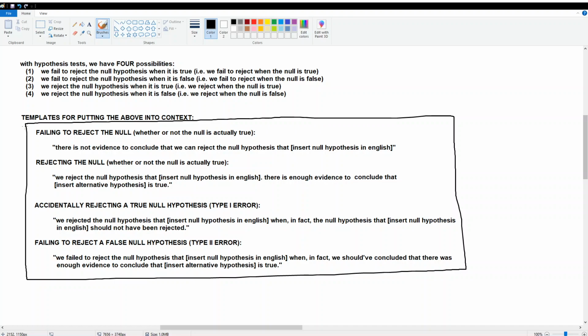Likewise, for a type 2 error, we fail to reject the null hypothesis that, insert null, when in fact we should have concluded that there was enough evidence to conclude that our alternative is true. In the case of the court example, we would say we fail to reject the null hypothesis that the defendant is innocent, when in fact we should have concluded that there was enough evidence to conclude that the defendant being guilty is true. For this, I recommend you put this on your cheat sheet. It's basically filling in the blanks.